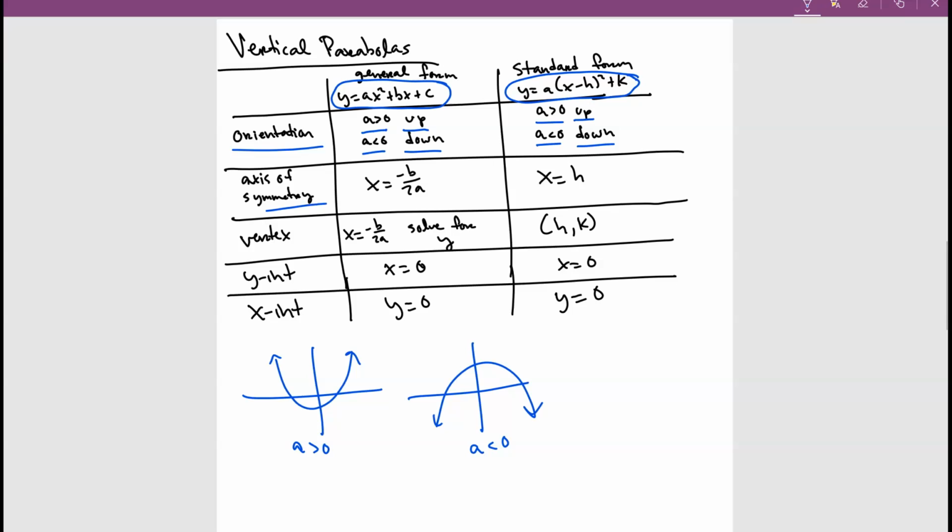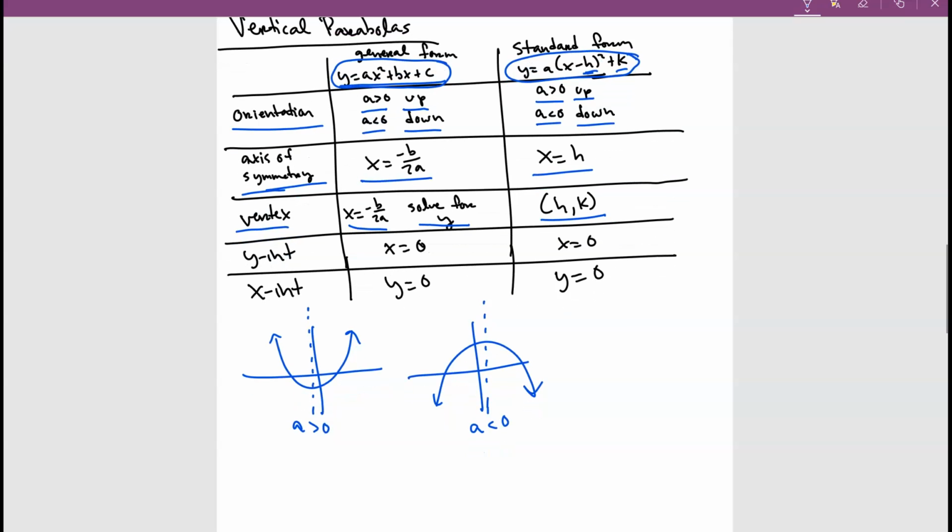If you want to find the axis of symmetry, remember the axis of symmetry is that line that divides a parabola in half, and that makes it a mirror image. To find the axis of symmetry for the general form, just use this formula, x equals negative b over 2a. Standard form, it's just x equals h. Vertex: x equals negative b over 2a, and then plug it in to find y. For the standard form, it's just going to be h and k. So very easy. Y-intercept, set x equal to 0. X-intercept, set y equal to 0, and then just solve.